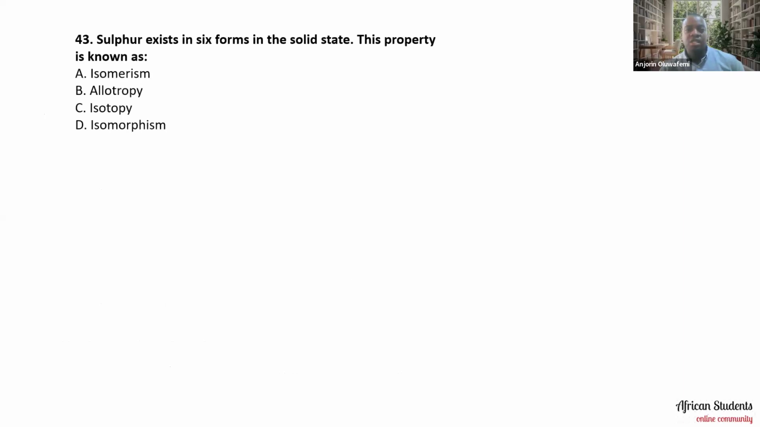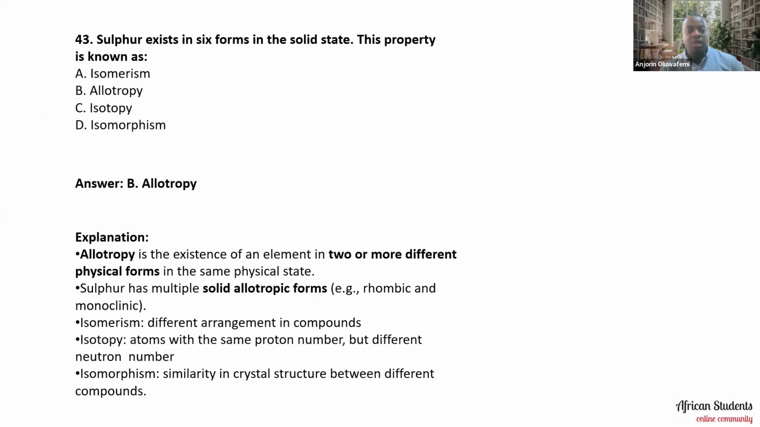Okay, sulfur exists in 6 forms in the solid state. This property is known as isomerism, allotropy, isotopy, or isomorphism? And the answer to this is allotropy. Allotropy is the existence of an element in 2 or more different physical forms in the same physical state. Sulfur has multiple solid allotropic forms, e.g., rhombic sulfur, monoclinic sulfur. Isomerism is just a different arrangement in compounds, and that's why it's not the right option. Isotopy is atoms with the same proton number but different neutron number. Isomorphism, on the other hand, is similarity in crystal structure between different compounds. So allotropy is the right answer for us.